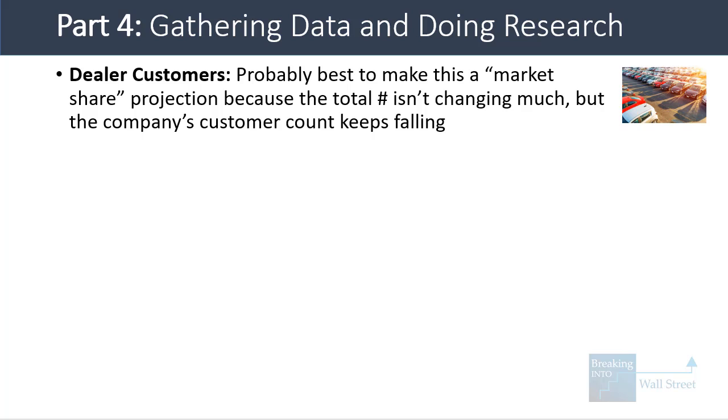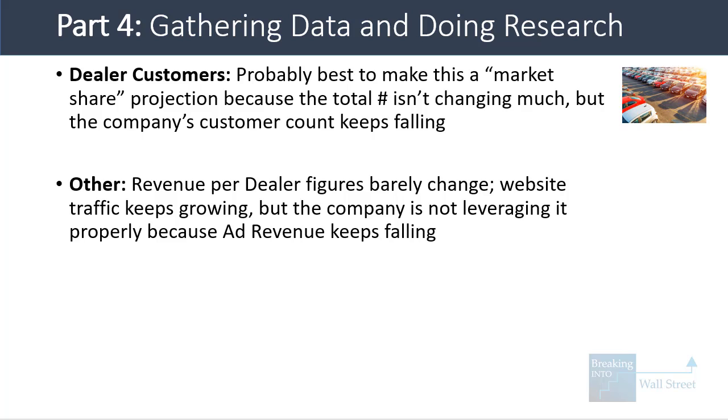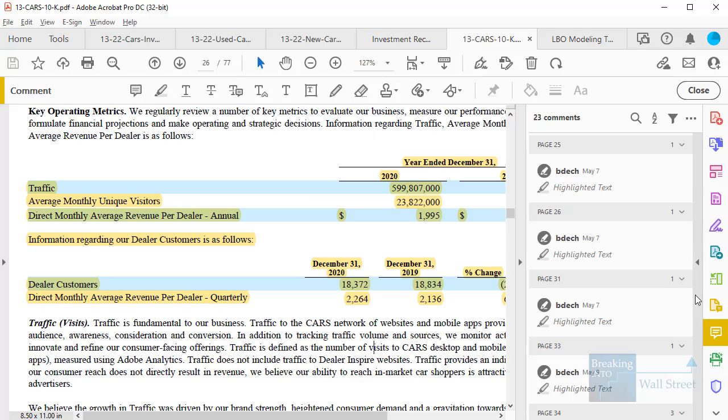With the dealer customers, it's probably best to make this a market share projection because the company's customer count keeps falling, but if you look at outside sources, you'll see that the total number of dealers in the US is not really changing by all that much each year. The revenue per dealer figures also barely change. The website traffic keeps growing, but the company isn't really leveraging it properly because its ad revenue keeps falling. So let me show you a couple examples of what I'm referring to here.